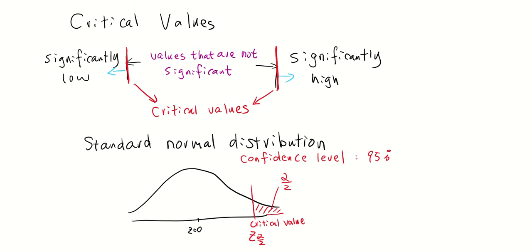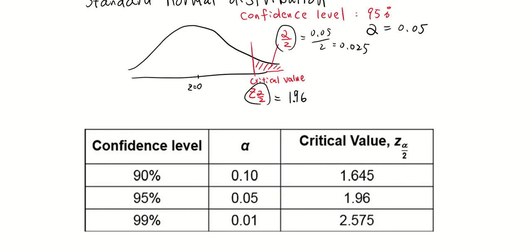Since the confidence level here is 95%, you can calculate alpha as 0.05, which is 1 minus the confidence level. And that means this area, alpha over 2, needs to be 0.05 divided by 2, which is 0.025. So this Z alpha over 2 is the Z-score for which the area to the left of it is 0.025. You can find that value using a chart or technology, which is about 1.96. This is a chart with some of the common confidence levels, 90%, 95%, and 99%, and you can find the corresponding alpha values and the corresponding critical values, Z alpha over 2.